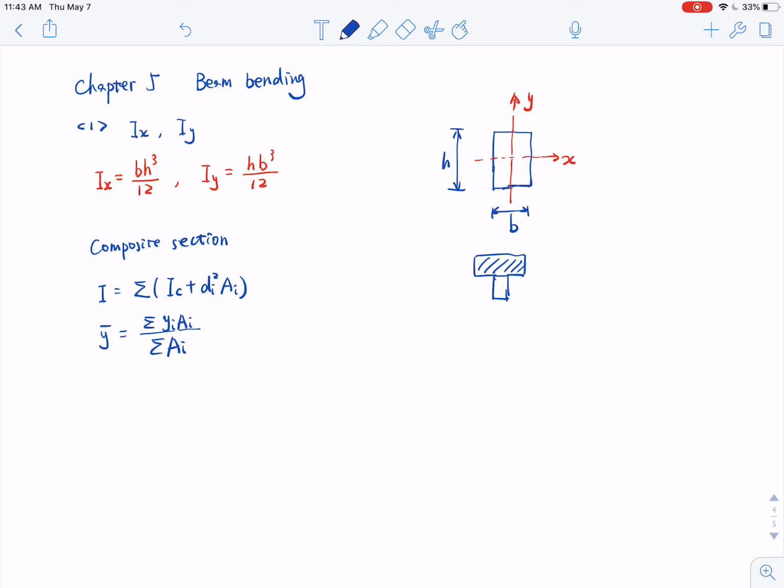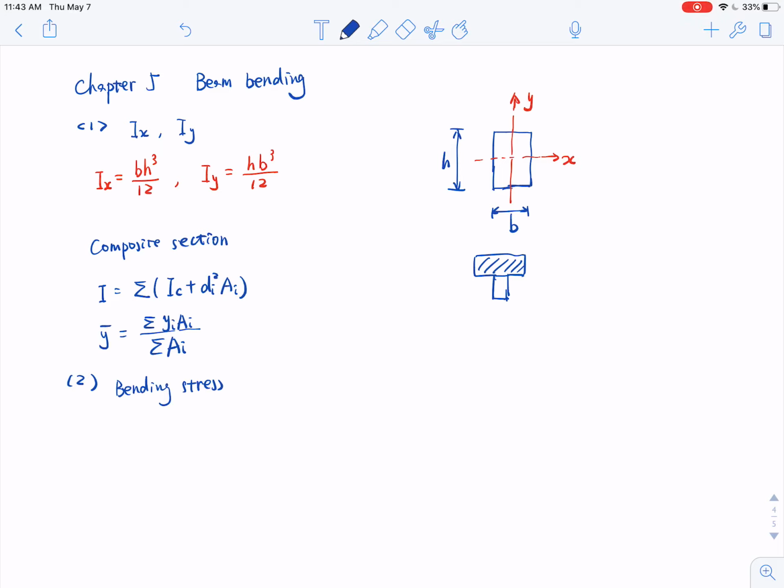Okay, so based on that, we can calculate the bending stress. The bending stress. What is the nature of bending stress? Is that normal stress or shear stress? Okay, you should be able to answer this question, right? Is that normal stress or shear stress? Okay, here's the answer, right?